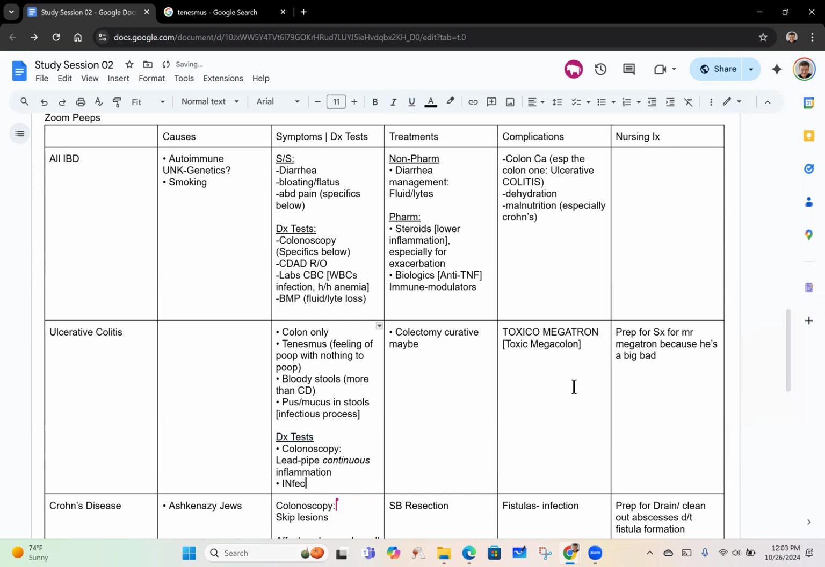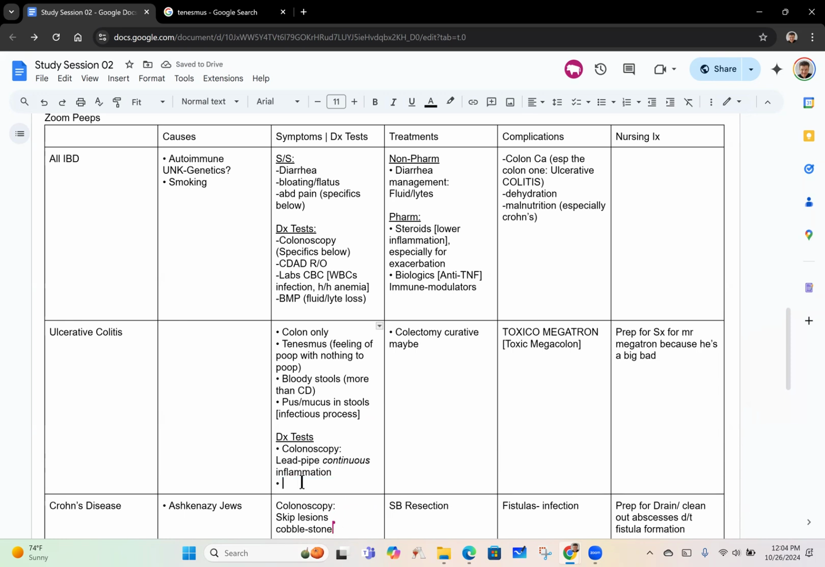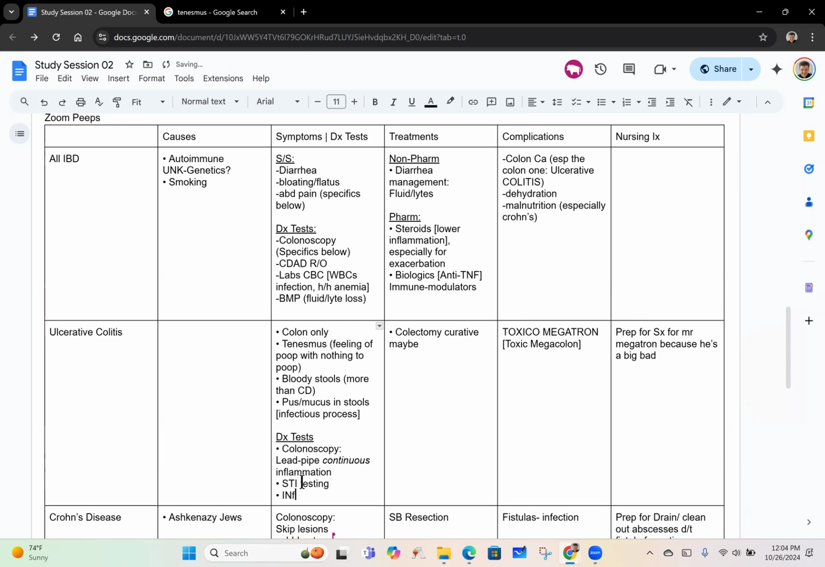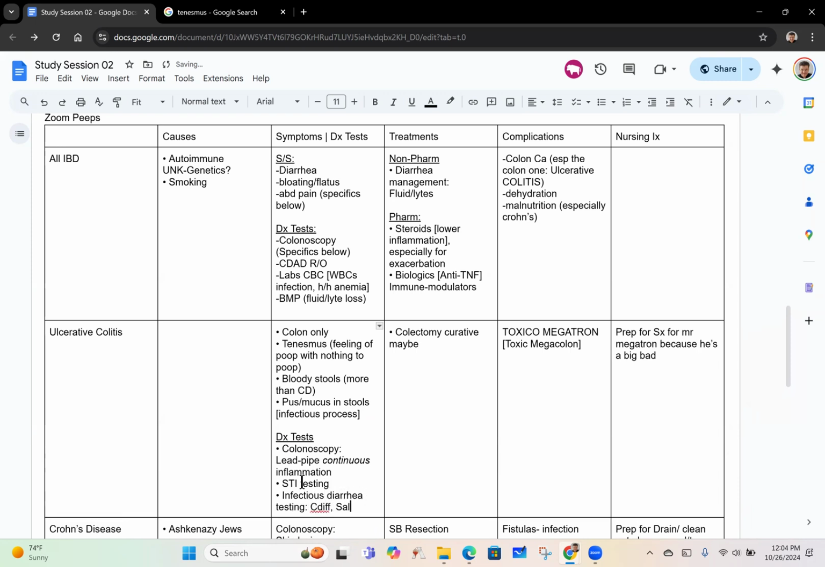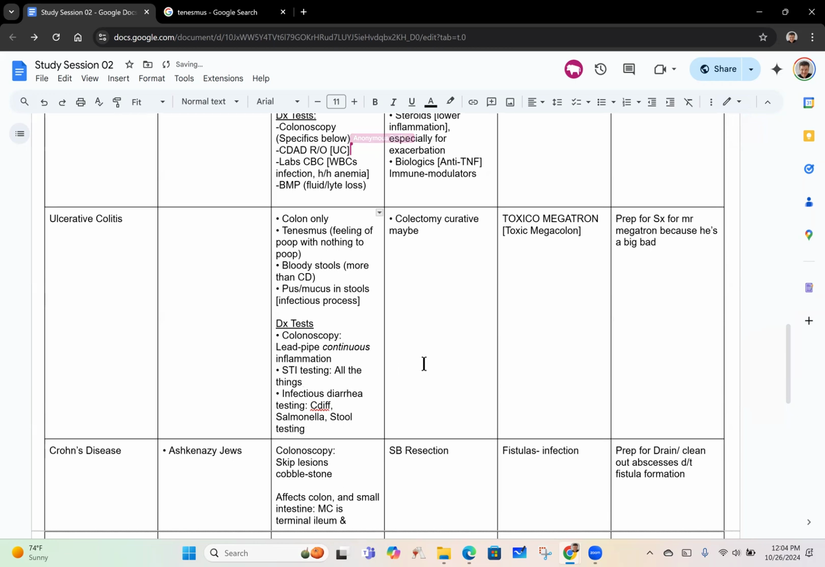Yeah, you can do infection, WBCs. But we kind of mentioned that above, so I don't want to repeat it. But these guys it's just the rectum is involved. We do a lot of STI testing, right? STI testing, infectious diarrhea testing. Right, so C. diff, salmonella, stool testing, right? And STI testing, they're doing all the things, right? Just to make sure that's not it, right? But usually if the history shows they've had it for like 3 months, that's not STI.